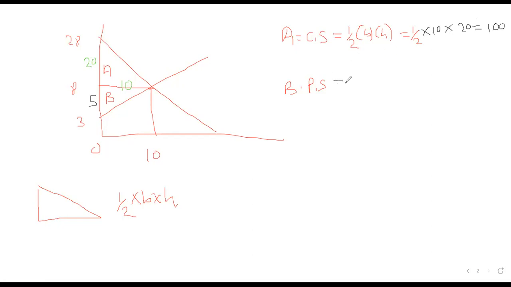For area B, our half base, our base is what? 10. Our height is what? From here to here, it's 5. So when we compute that, we're going to get 50 divided by 2, which is 25. So when we add area A and area B, we call this what? The total surplus, or our social welfare. So 100 plus 25, we get 125. That is how we get to that.